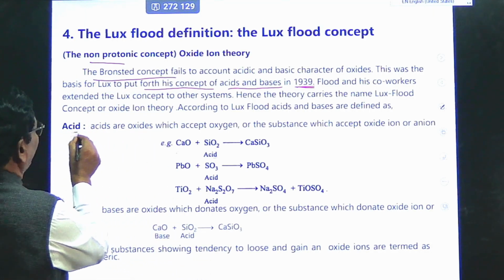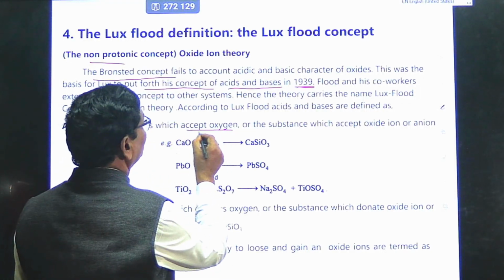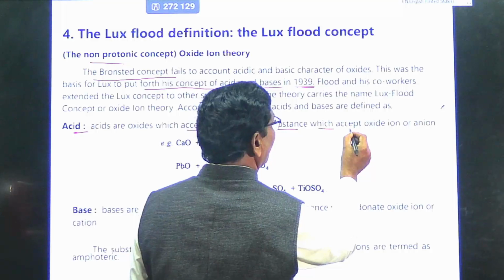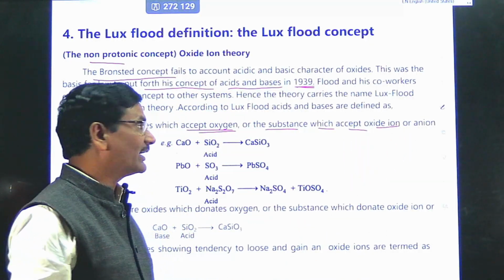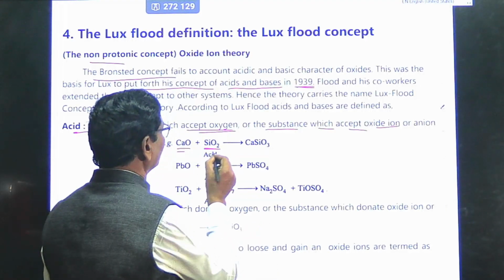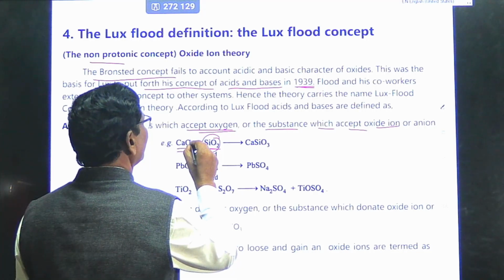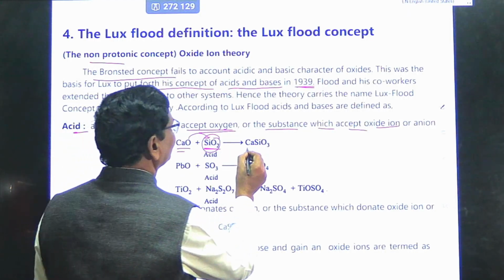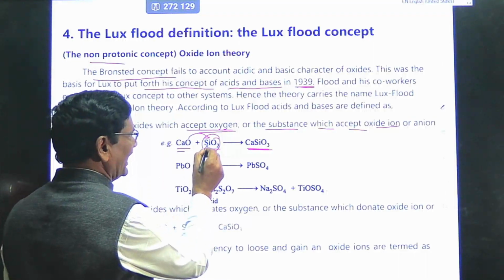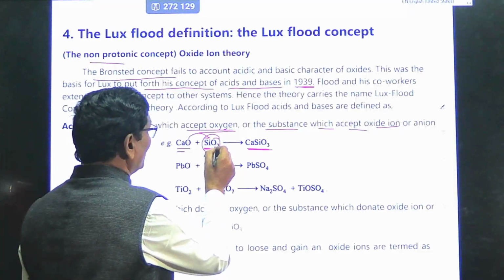According to this theory, how do we define an acid? Acids are the oxides which accept oxide ion. The same definition: a substance which accepts the oxide anion is called an acid. For example, take calcium oxide combined with silicon dioxide. Silicon dioxide is the acid. Here the oxygen is accepted by the silicon, giving rise to CaSiO3. So calcium oxide is the base and SiO2 is the acid, because SiO2 accepts the oxide ion.